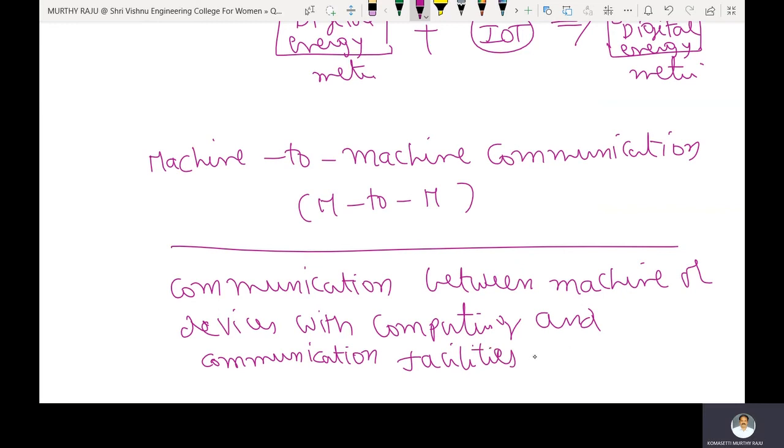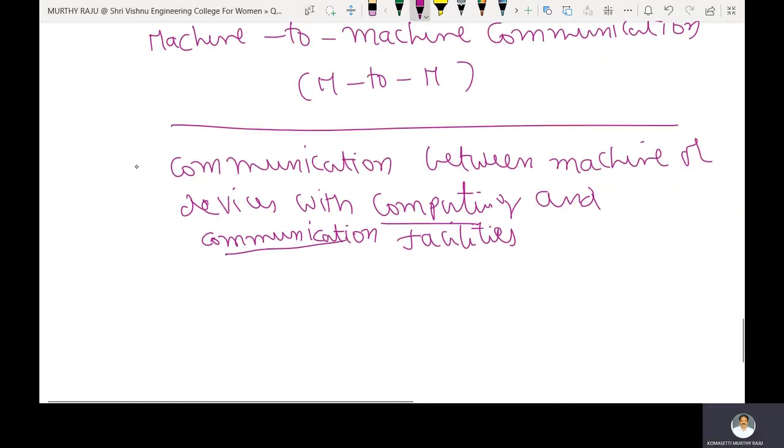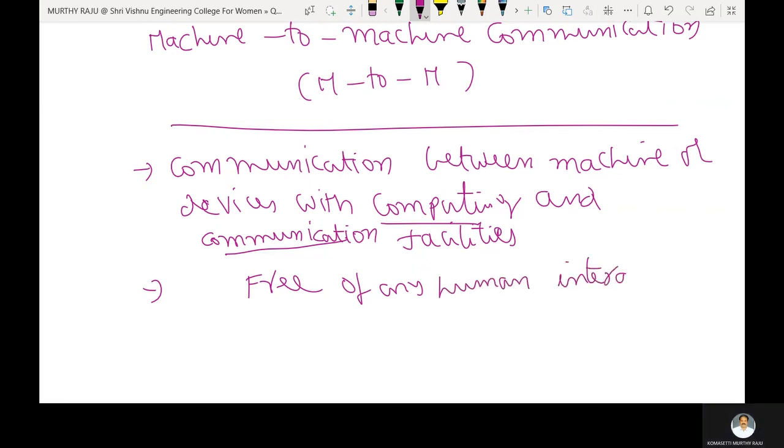Things are embedded with microcontrollers and microprocessor facilities. That is called computing. Communication modules are used to provide communication facilities. These machines are incorporated with both. The second one is that in machine to machine communication, it is free of any human interaction.